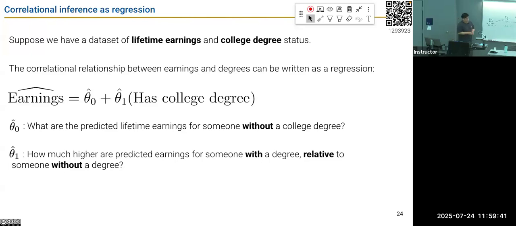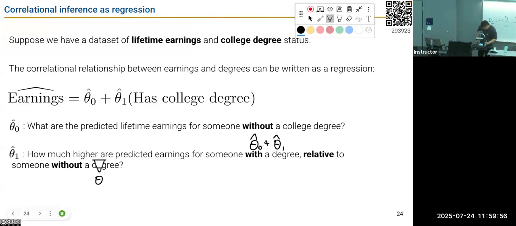Okay, and again, the reason that this works, I'm just going to try to write it out, is someone that has a college degree, their prediction will be theta naught hat plus theta 1 hat. And for a person without, it is theta naught hat. So the difference is theta 1 hat.